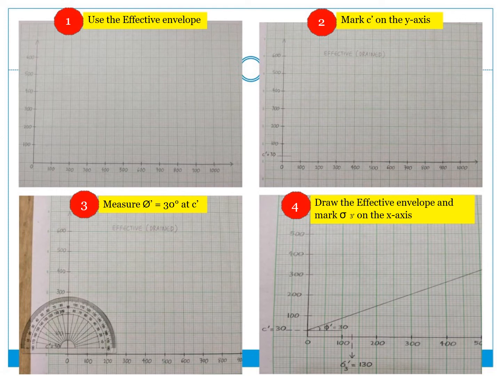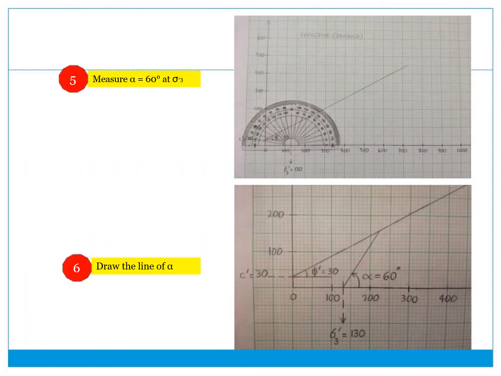If you remember, you have the angle of friction phi prime of 30. Then you have to plot the sigma 3 prime, which we calculated just now as 130 here. Next, we measure the alpha of 60 degrees at sigma 3, so this is alpha 60 degrees from the sigma 3 prime.